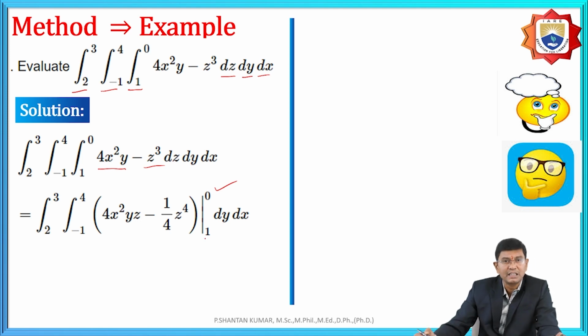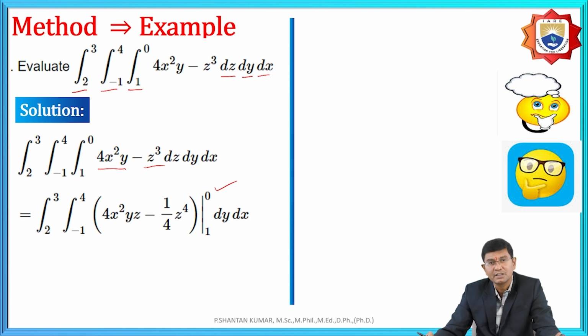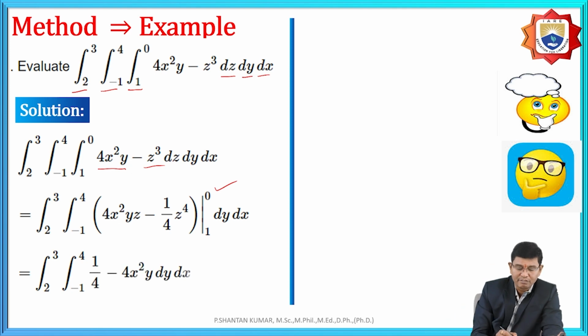Now we need to replace the z limits. Upper is 0 and lower is 1, the replacement of upper and lower limits.